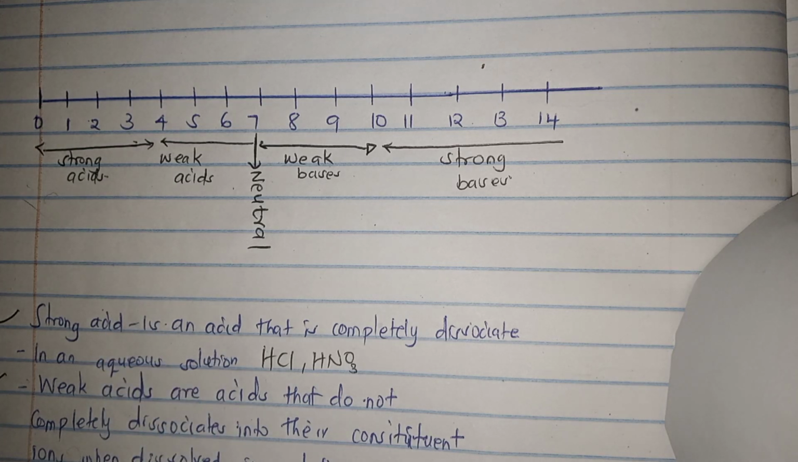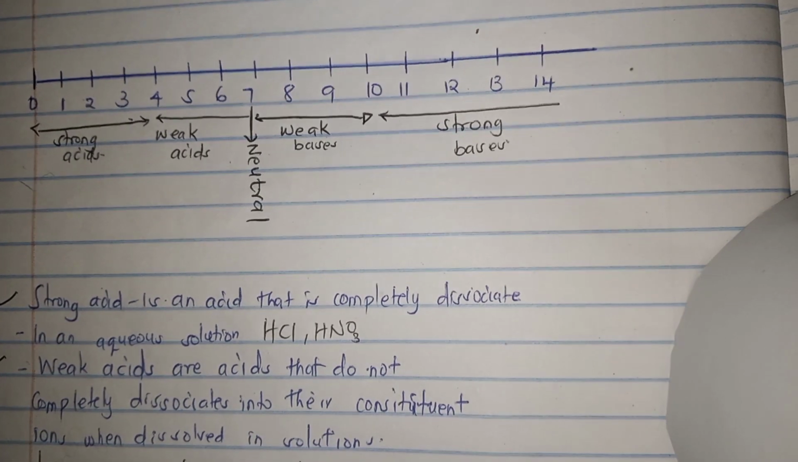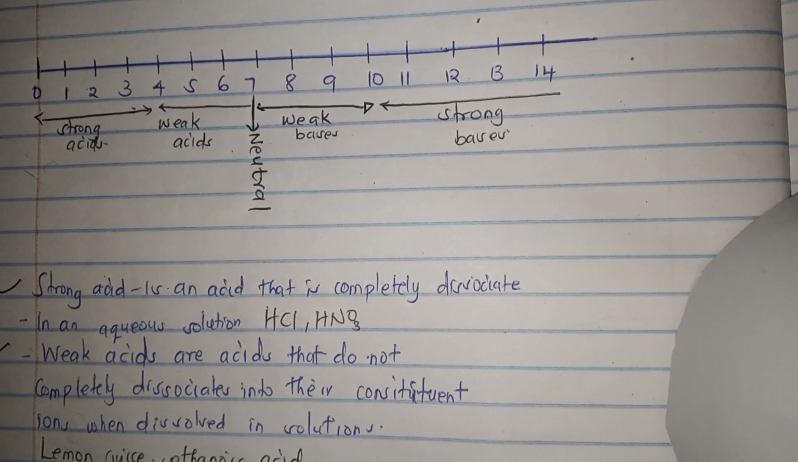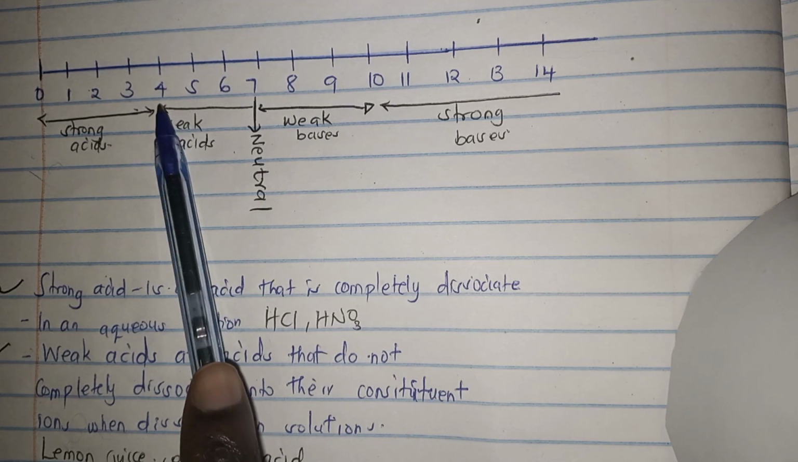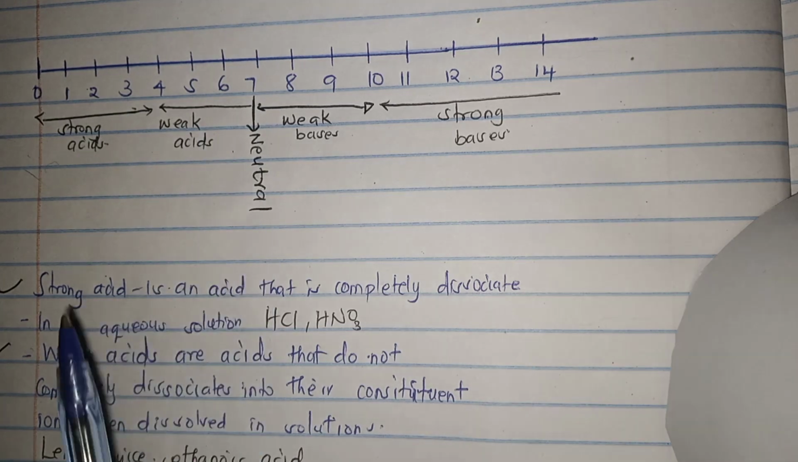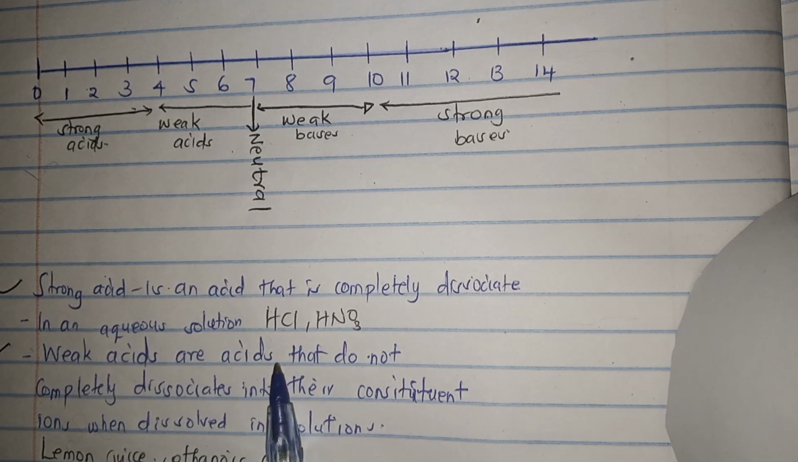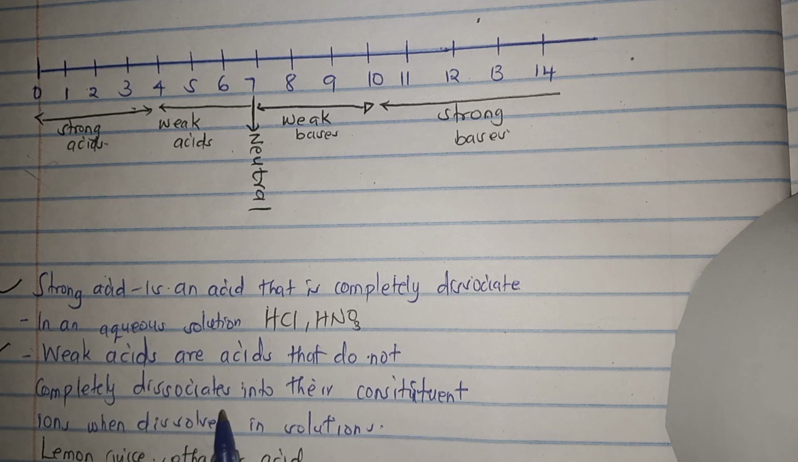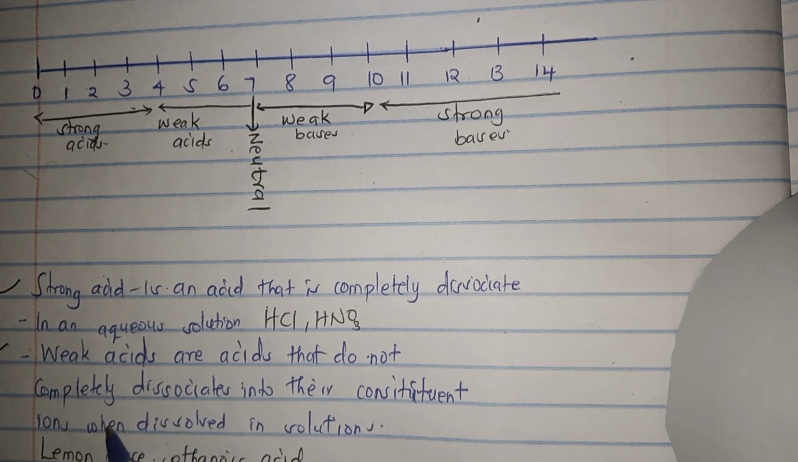Let us now look at weak acids. These weak acids range from 4 to 6. This means if you have a solution and it has a pH value of 4, 5, or 6, it's a weak acid. Now, weak acids on the other side are acids that do not completely dissociate into their constituent ions when dissolved in a solution. So if we dissolve a weak acid, it will partially dissociate. It won't split into these smaller ions completely. It will just partially dissociate, and that's it.